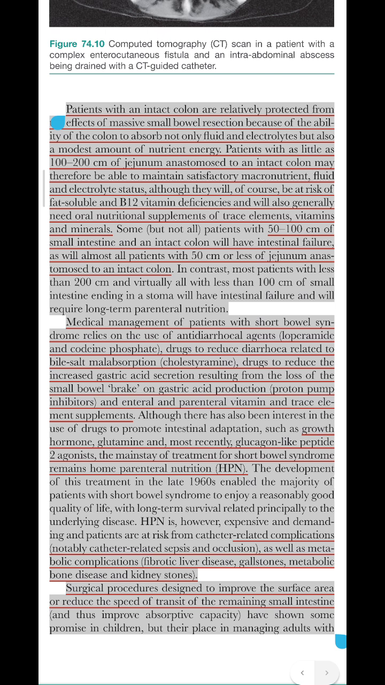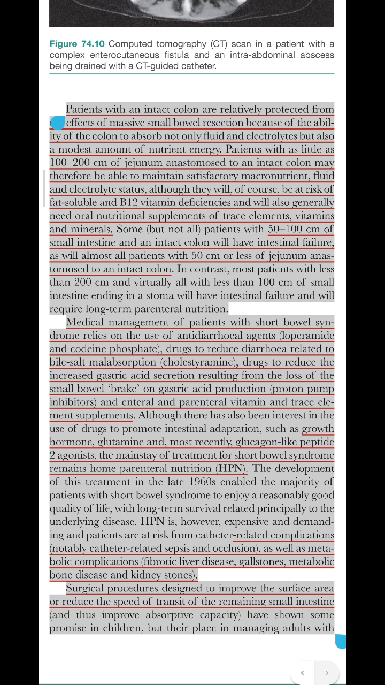Some, but not all, patients with 50 to 100 cm of small intestine and an intact colon will have intestinal failure, as will almost all patients with 50 centimeters or less of jejunum anastomosed to an intact colon. In contrast, most patients with less than 200 centimeters and virtually all with less than 100 centimeters of small intestine ending in a stoma will have intestinal failure and will require long-term parenteral nutrition.